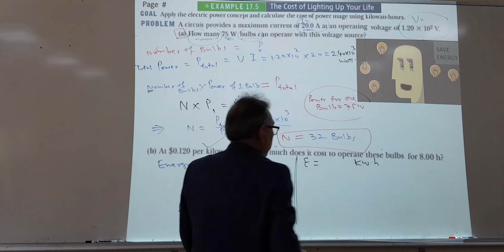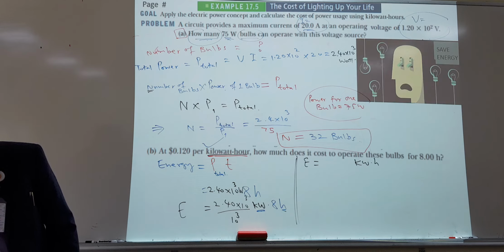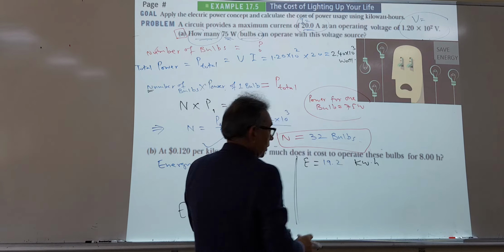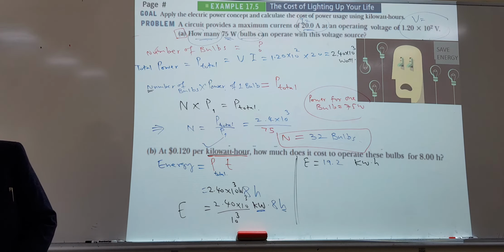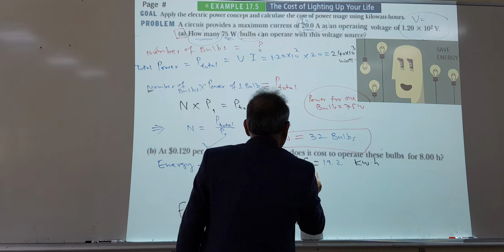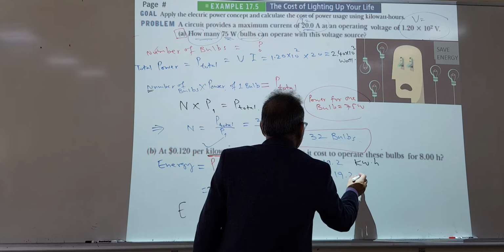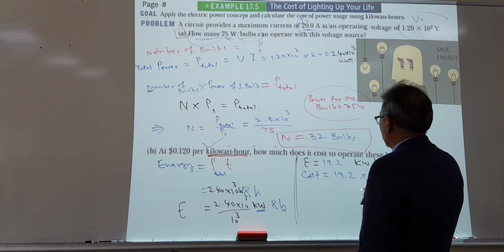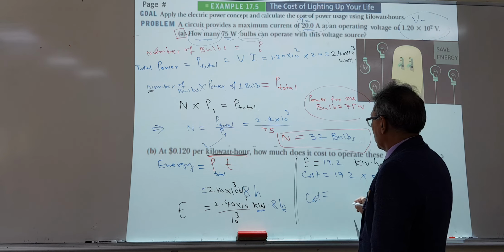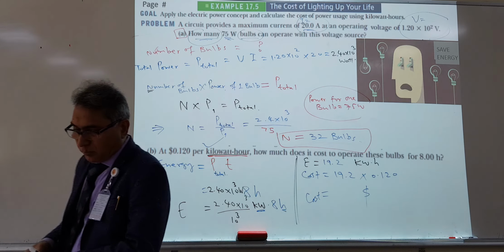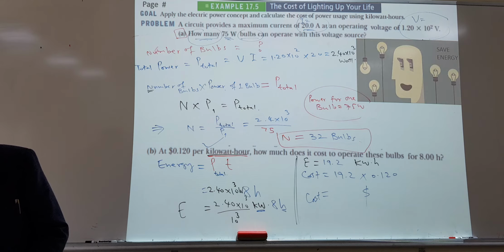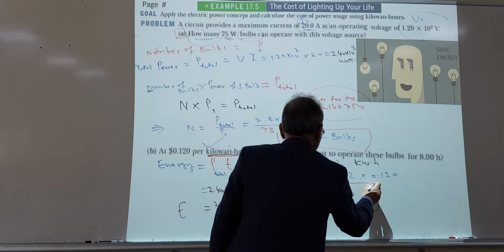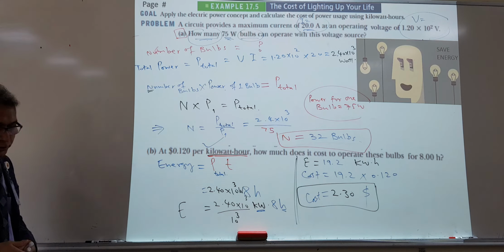energy is equal to, kilowatt hour are the units, how much? 19.2, sorry. Okay, so the cost will be equal to 19.2 multiplied by the cost, 0.120. You would get, in dollars, 2.30. That's it.